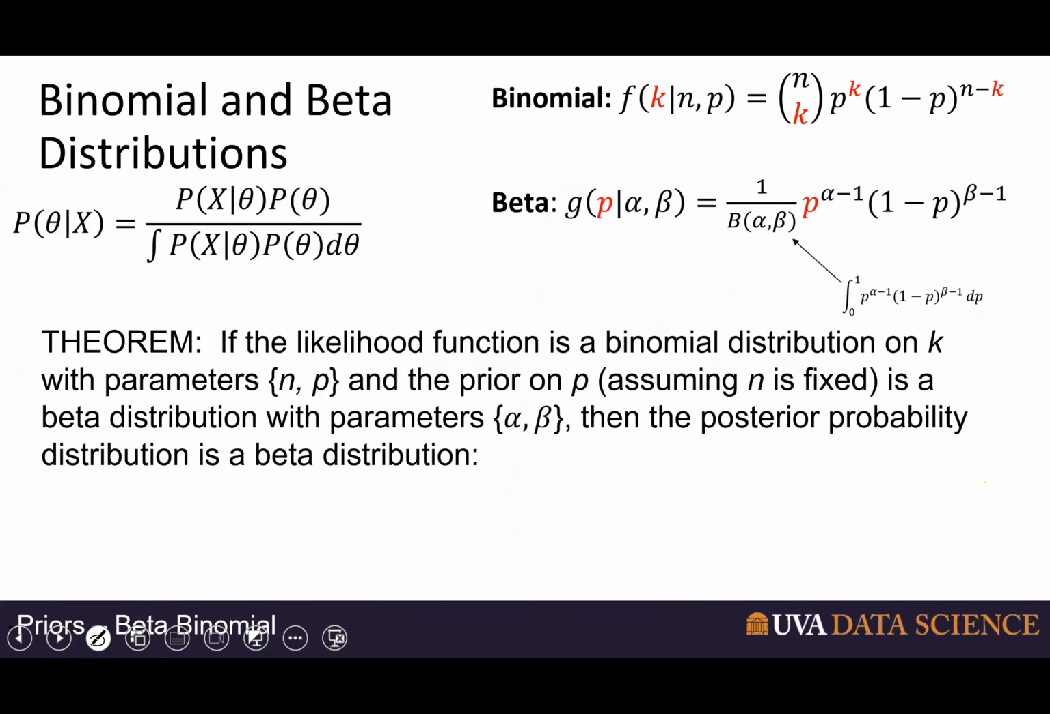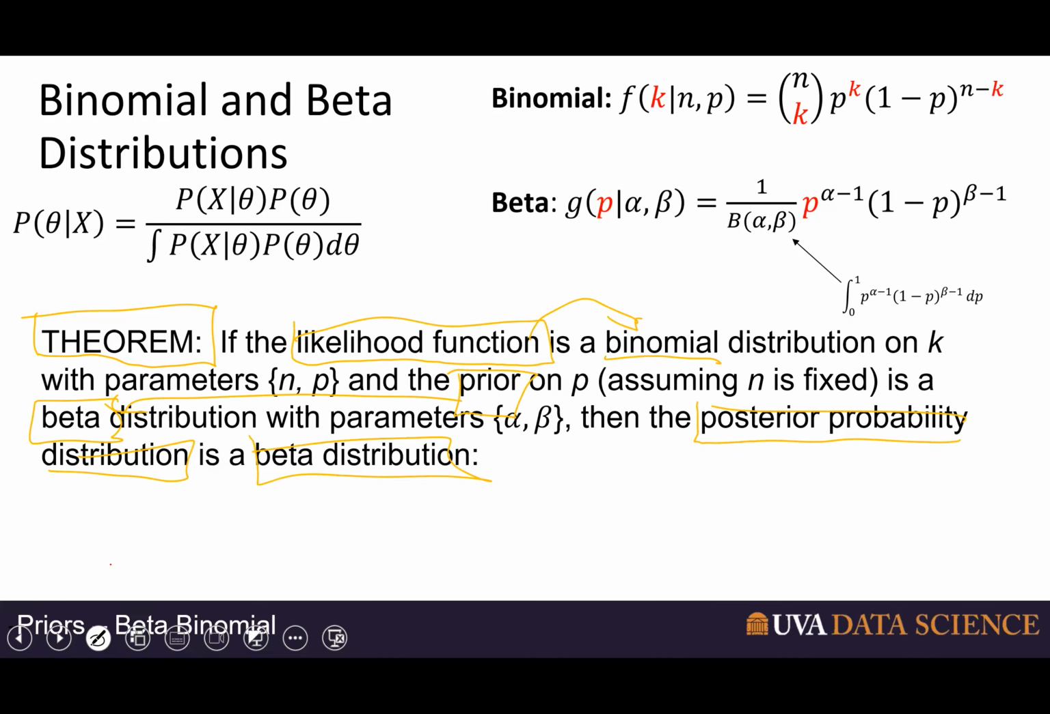Okay, so this is the theorem. This is the big conjugate priors theorem for the binomial and beta, right? I stated it before, but here it is written out. If your likelihood function is a binomial and your prior is a beta, and here I listed just the letters for the parameters, then the posterior probability distribution is going to be a beta distribution.